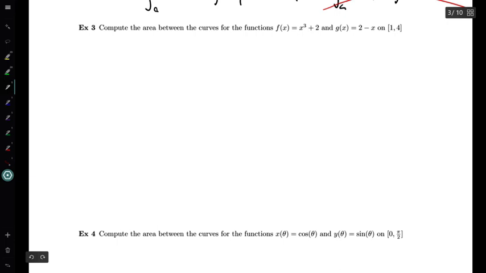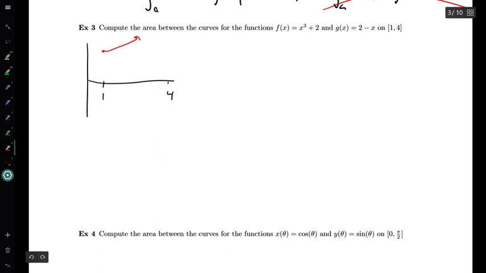And if we think about what these functions look like on the interval from 1 to 4, we might have that f of x being x cubed plus 2, at the left endpoint, the y value is going to be 3. And at the right endpoint, the y value is going to be 66. 4 cubed is 64 plus 2 is 66. So it's going to be pretty high up there.